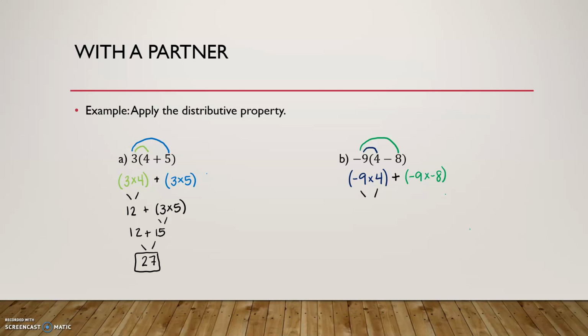So combining my like terms, I'd get negative 36 plus negative 9 times negative 8. And then I'm going to combine those two, and I'll get negative 36 plus 72. And then I'm going to combine negative 36 plus 72. They have different signs, so I'm going to subtract them. 72 minus 36 would give me 36. And I'm going to keep the sign of the bigger number. 72 is bigger than 36, so I keep that positive. And 36 is our final answer.